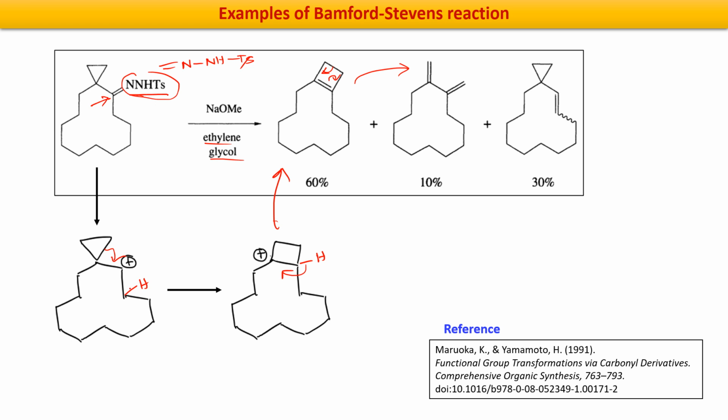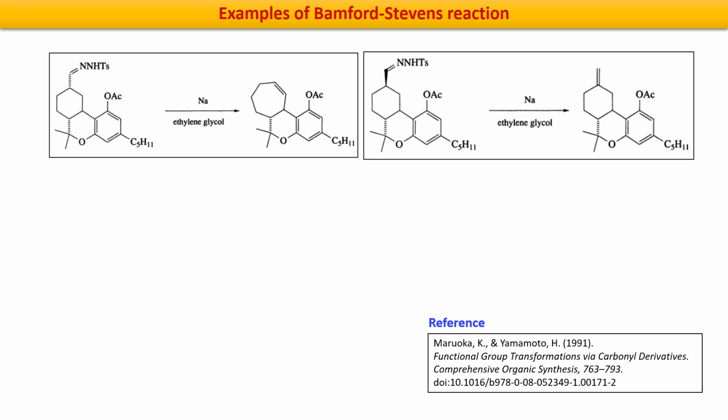So if this CH bond is broken and there is CC double bond formation, from this wavy bond you can understand both possibilities are there, E or Z. So in this way we can get the third compound and all the yields are present. So it is through carbocation mechanism, which is clear from this protic solvent ethylene glycol.